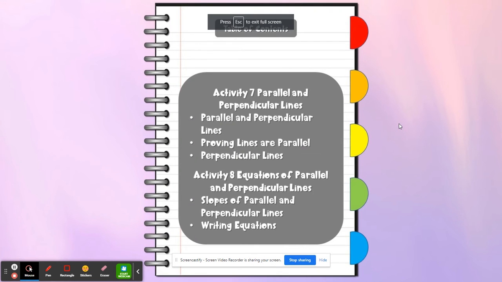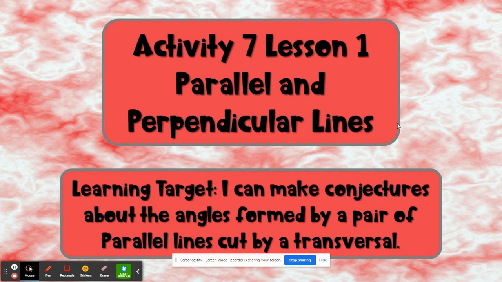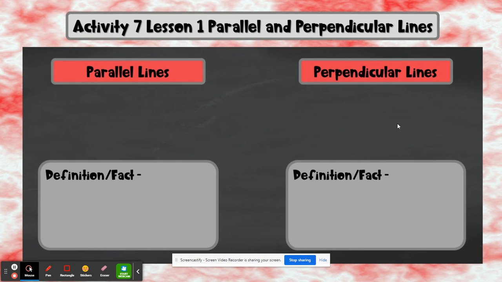Okay, so today we're going to look at some special angle pairs formed by a parallel line and what we call a transversal. Now, before we begin, it's important to look at what the difference between parallel lines and what perpendicular lines are. Okay, so parallel lines look like this.